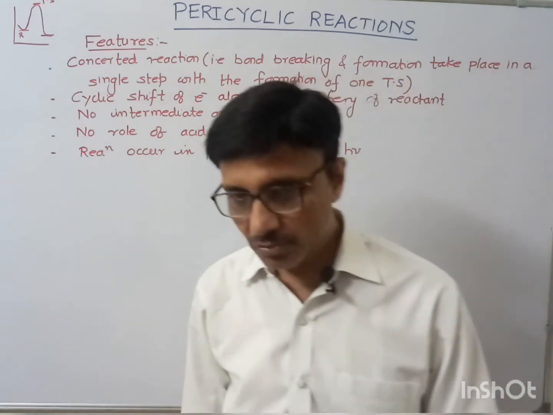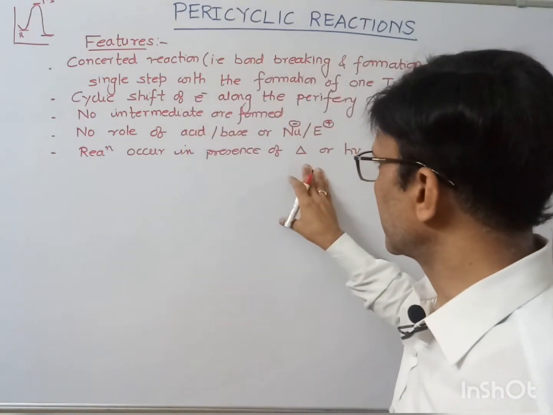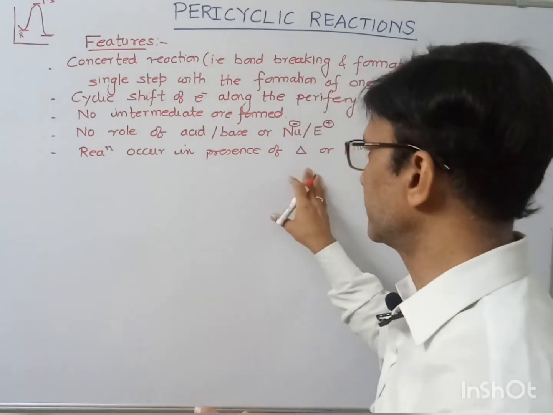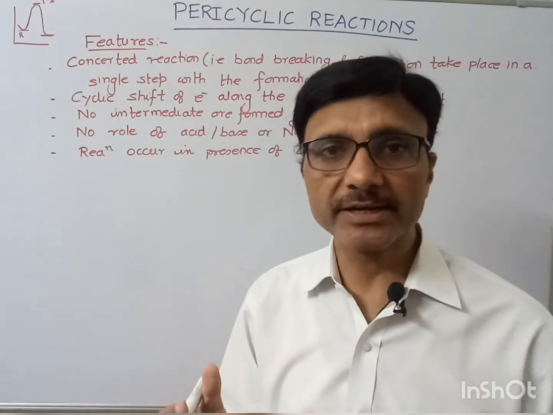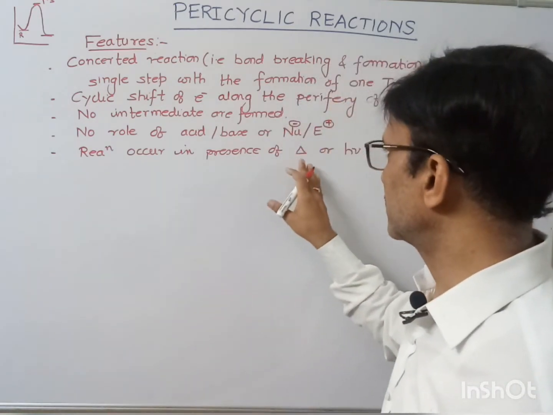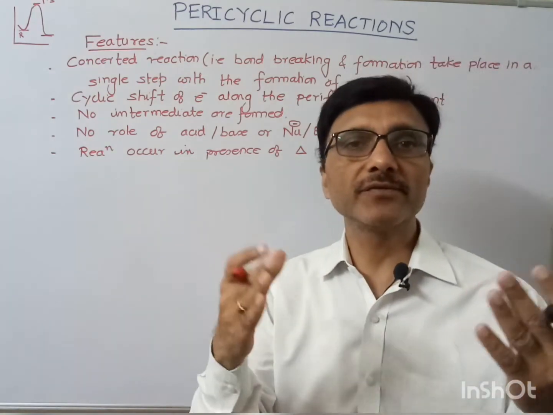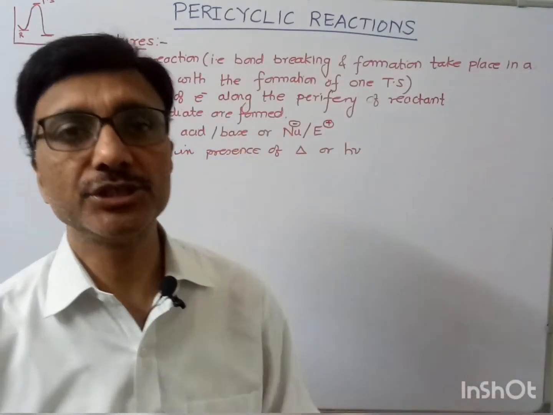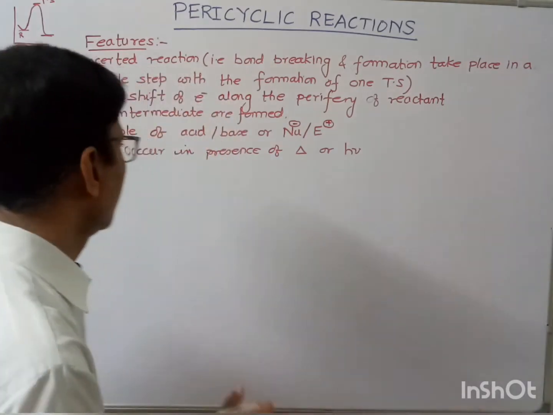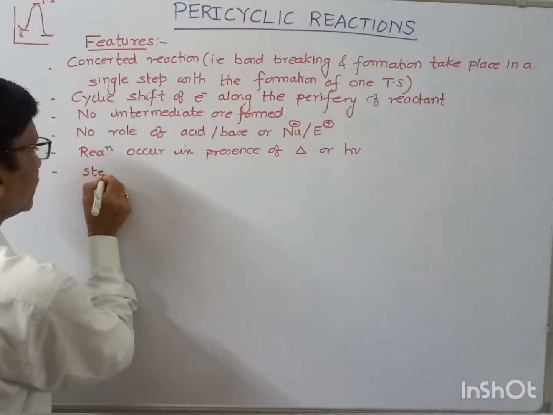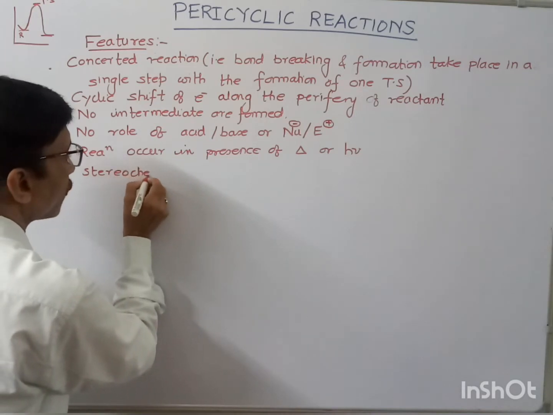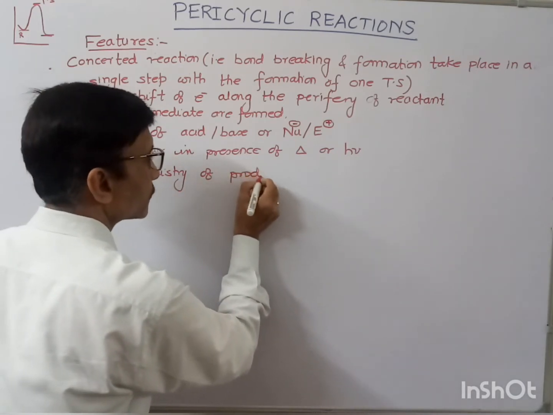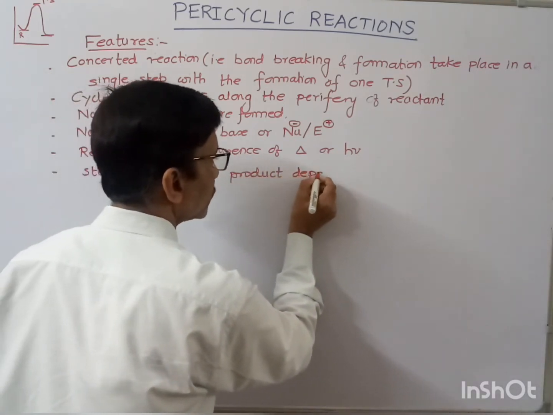Now, when the reaction occurs in presence of heat and light, in such reactions the stereochemistry will also depend upon the heat and light. If a reactant molecule is there, in presence of heat it can give one stereochemical product, or in presence of light it may give another stereochemical product. So the stereochemistry of the product depends upon heat or light.